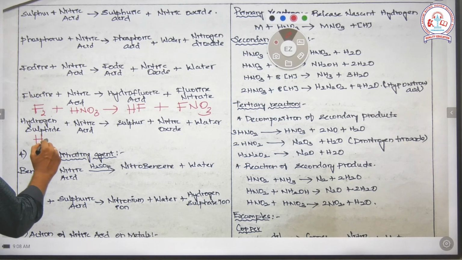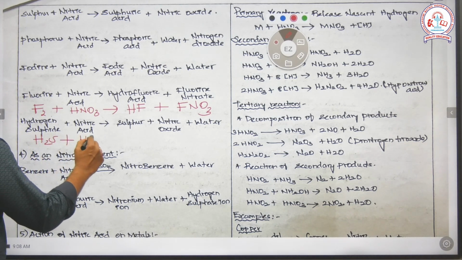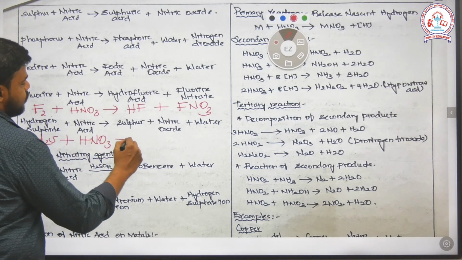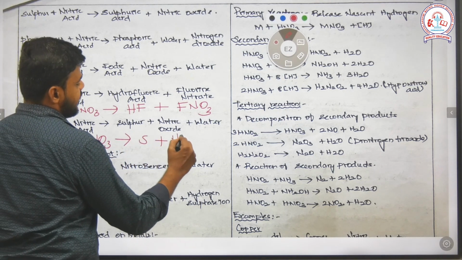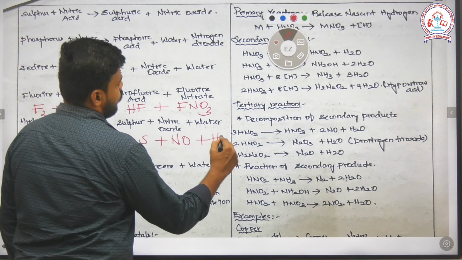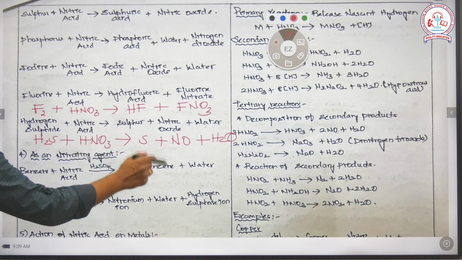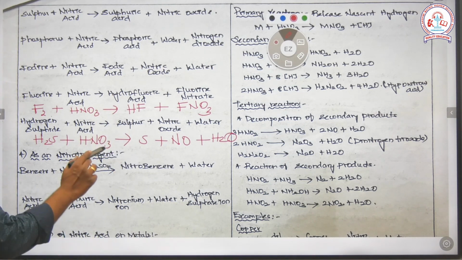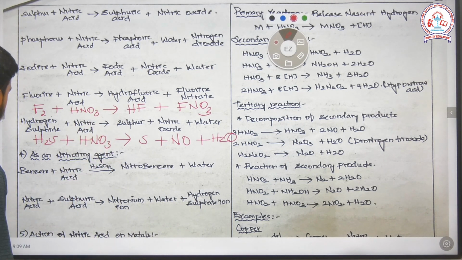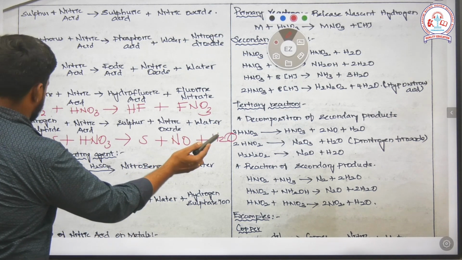Then hydrogen sulfide H2S reacts with nitric acid to form sulfur, then nitric oxide, then water. So balancing. So hydrogen 2, there it is 2. Sulfur here it is 1, there it is 1. Nitrogen 1, 1. Oxygen 3, here, there it is 2. Right. So then I need to multiply it. 2 here, there it is.